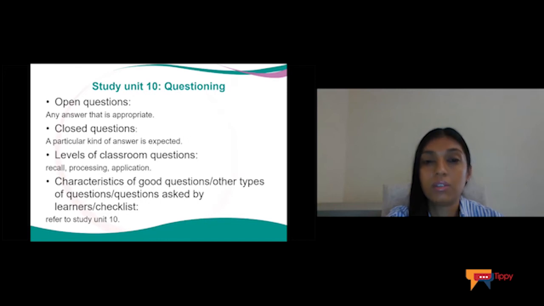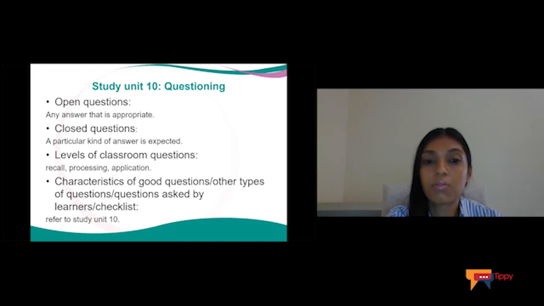I now move on to Study Unit 10, which speaks to the topic of questioning. As a teacher, questioning will be part of your daily routine and is fundamental for classroom practice. Your study unit describes different types of questions. You could get open questions in which any answer is appropriate to the question you have posed. On the other hand, you also get closed questions in which a particular kind of answer is expected. When we speak about questions, you also get different levels of classroom questions. These include recall questions, processing questions, and application type questions.